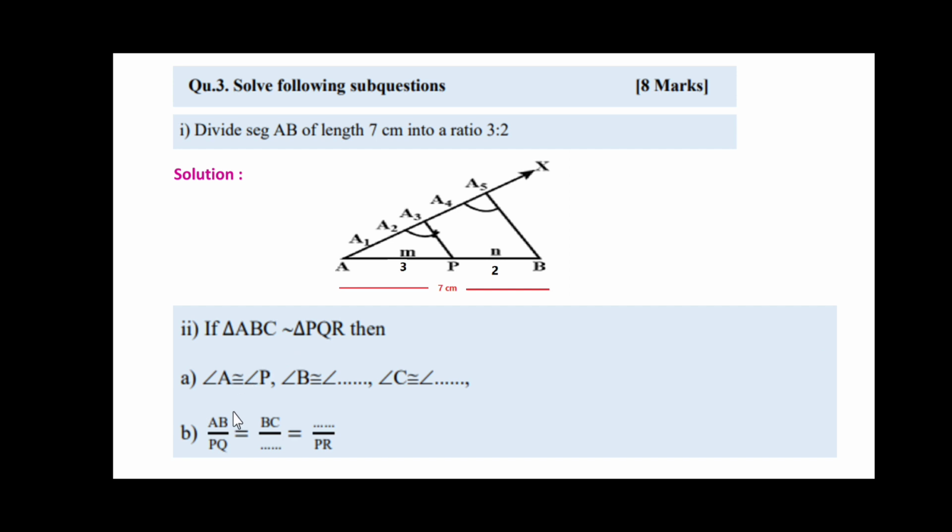Now we'll write here the corresponding angles and corresponding sides. Corresponding angles are congruent and corresponding sides are in proportion in case of similar triangles. Therefore, angle A is congruent with P, B is congruent with Q, and angle C is congruent with angle R. These are the fill in the blanks for the corresponding angles. Now we'll see the sides. AB upon PQ is equal to BC upon QR. Next is AC upon PR. So these are the fill in the blanks or solution for the given problem.